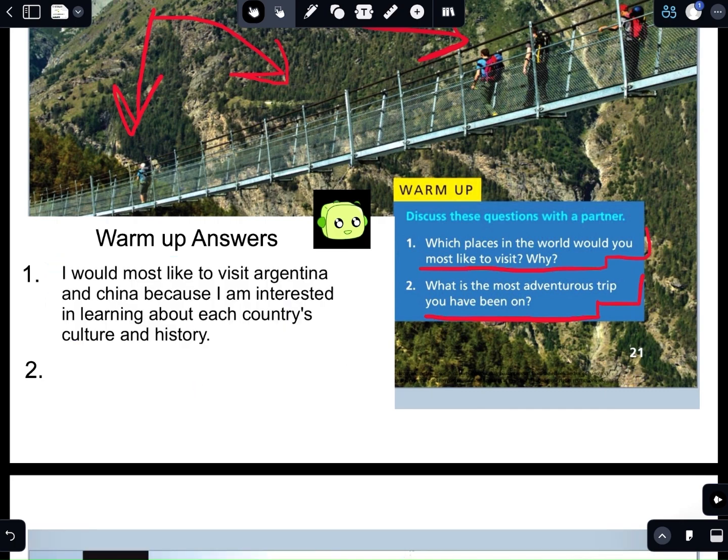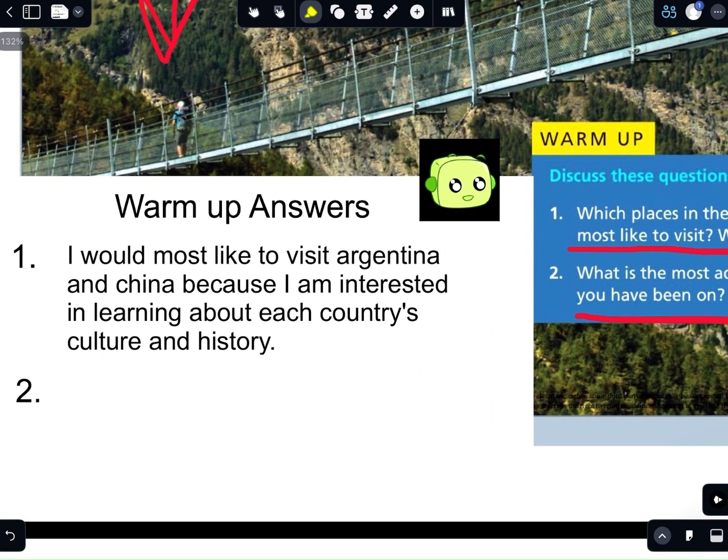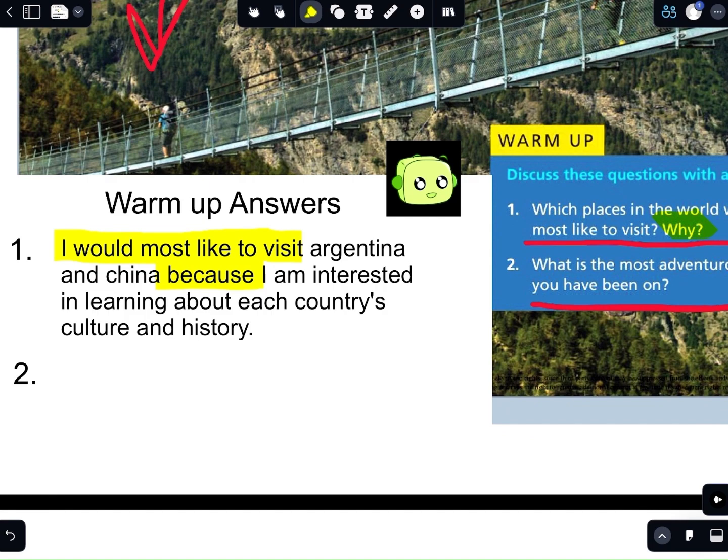I would most like to visit Argentina and China because I am interested in learning about each country's culture and history. So there we go. That's a simple answer. I answered the question directly. I said I would most like to visit and then I gave my countries, Argentina and China, because, and that's good to say why, we have to say why, I am interested in learning about each country's culture and history.